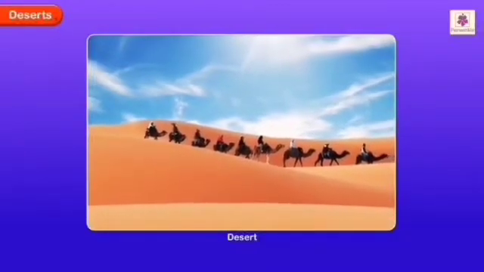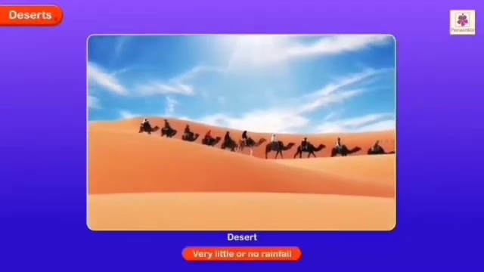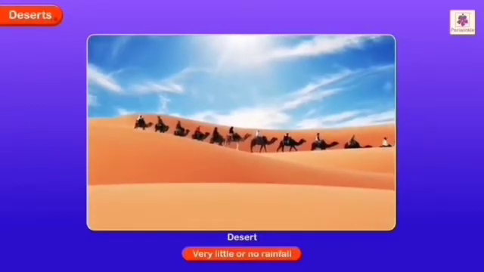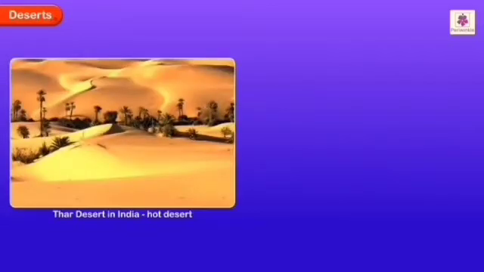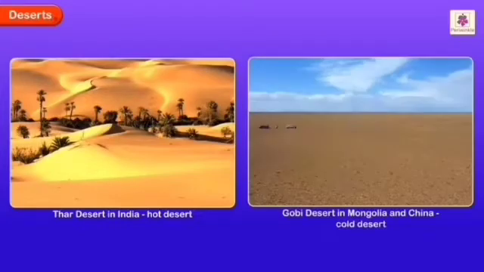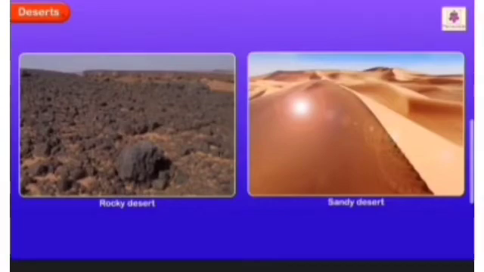Deserts are very dry areas. These are wide areas that get very little or no rainfall. Now, deserts can be of 2 types. Hot desert, where the temperature is very high, or cold desert, where the temperature is very low. The Thar Desert in India is an example of a hot desert, whereas the Gobi Desert in Mongolia and China is an example of a cold desert. The surface of the desert can either be rocky or sandy.